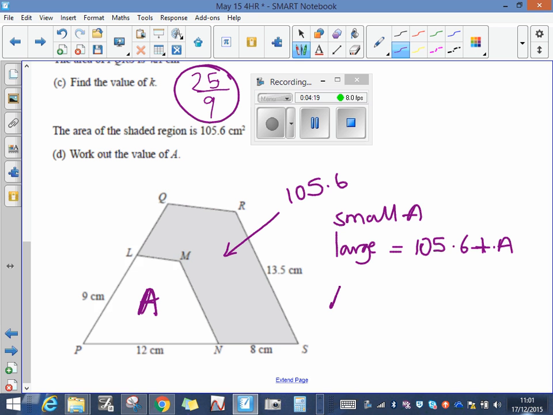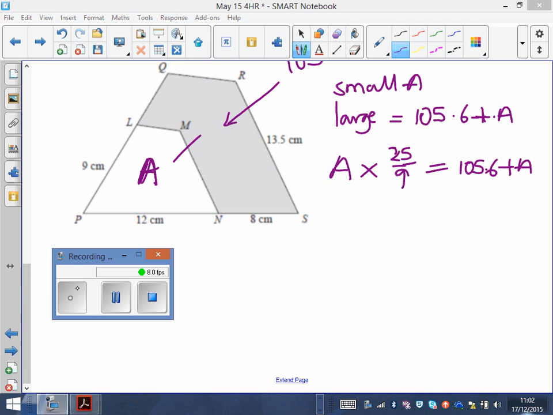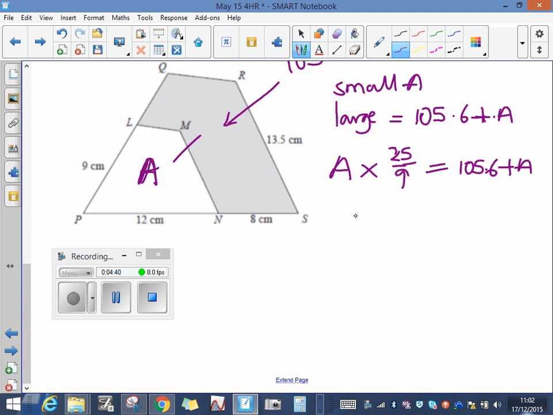Okay, so let's just think of what we said before. So the small area, if we multiply that by the area scale factor, so 25 over 9, that will give us the area of the big quadrilateral, which is 105.6 plus A. Okay, another way of writing the left-hand side, obviously, we could write it as 25A over 9 is equal to, and I'll write the right-hand side as A plus 105.6.